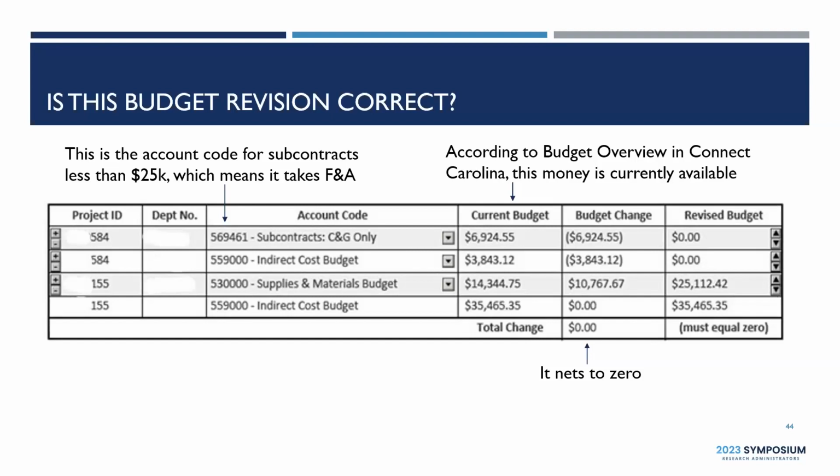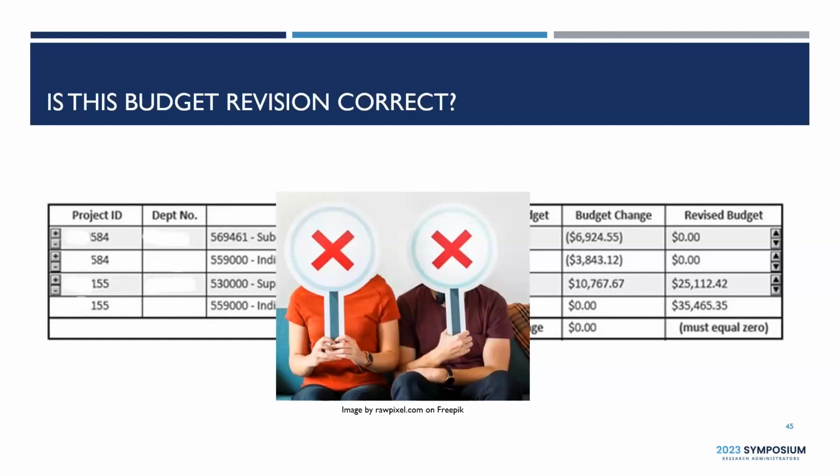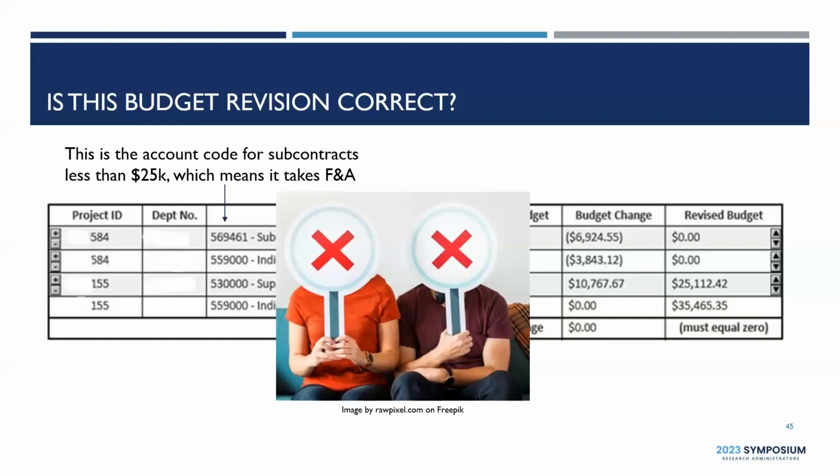Also, if someone has an idea about why it is or why it isn't, feel free to raise a hand and I can repeat what you've said. You want to say why? So when we're moving money into an account code that takes F&A, as you said, like supplies, we would still need to account for that indirect cost budget. And as you see, it's 0. So we're not taking into account that F&A on that account code. I don't know if there was a poll on that one, but I gave up the answer.